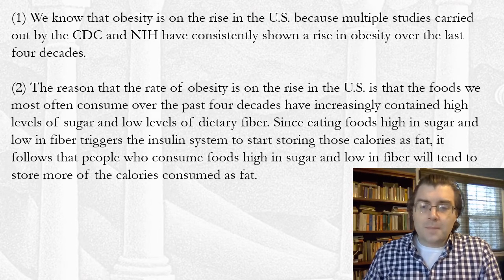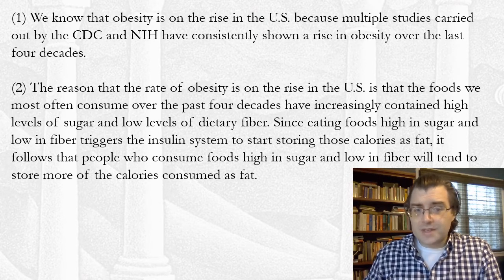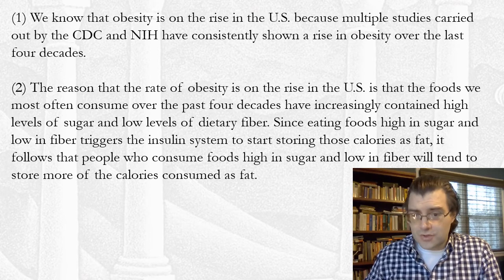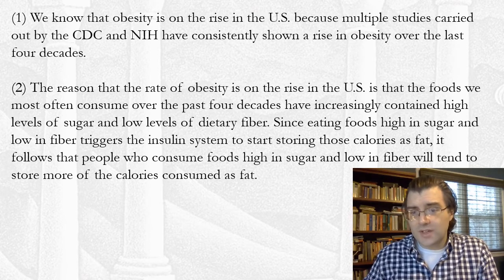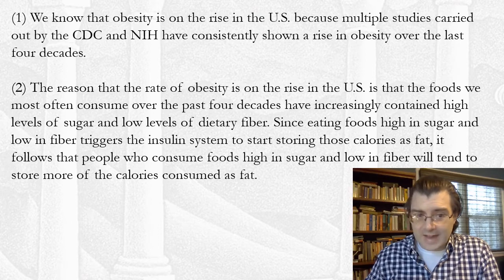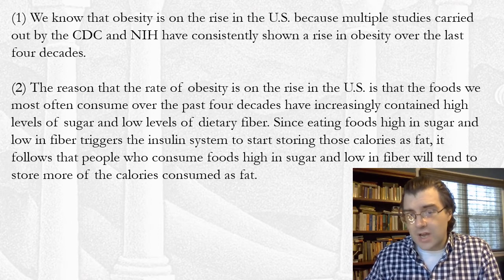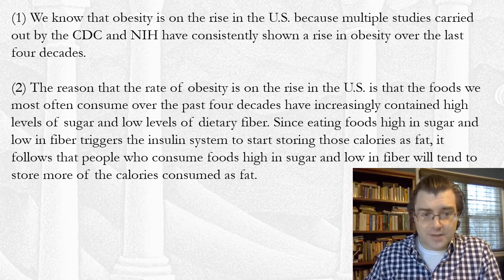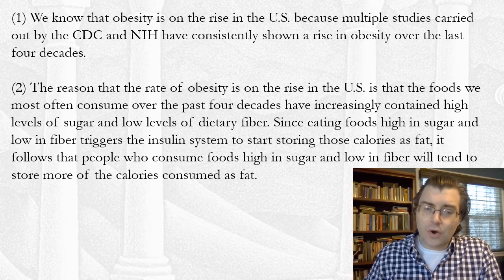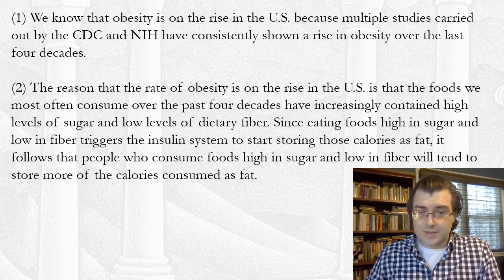Okay. The second passage reads, "The reason that the rate of obesity is on the rise in the US is that the foods we most often consume over the past 4 decades have increasingly contained high levels of sugar and low levels of dietary fiber. Since eating foods high in sugar and low in fiber triggers the insulin system to start storing those calories as fat, it follows that people who consume foods high in sugar and low in fiber will tend to store more of the calories consumed as fat." Okay, so is there an argument in each of these passages?